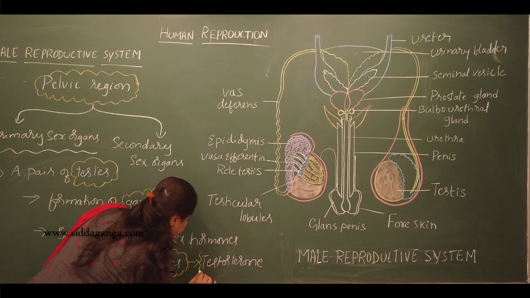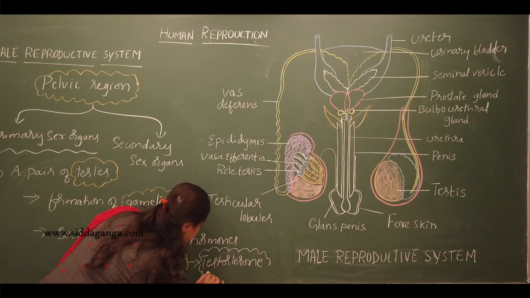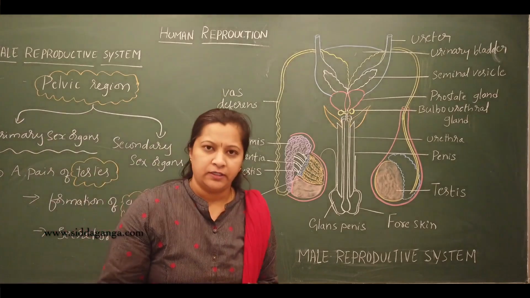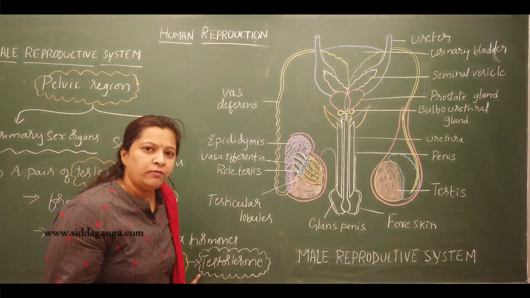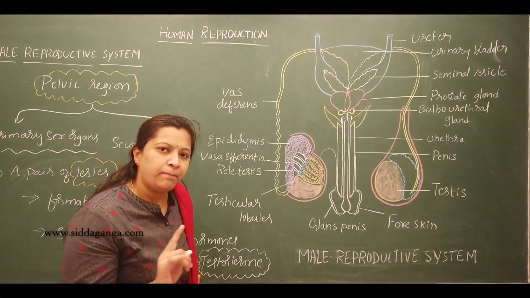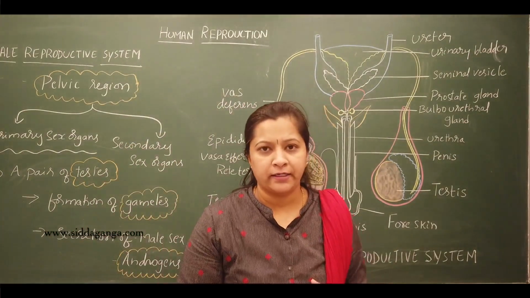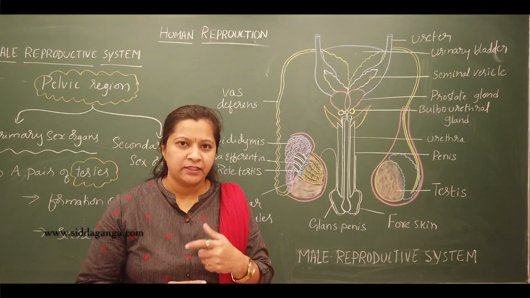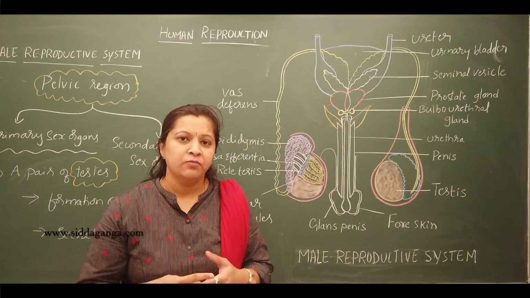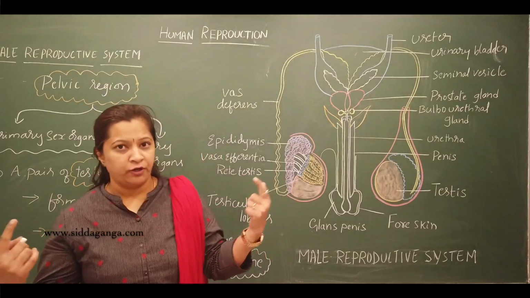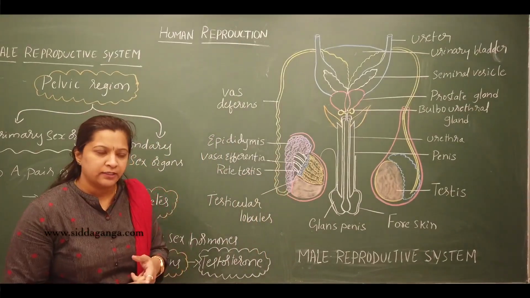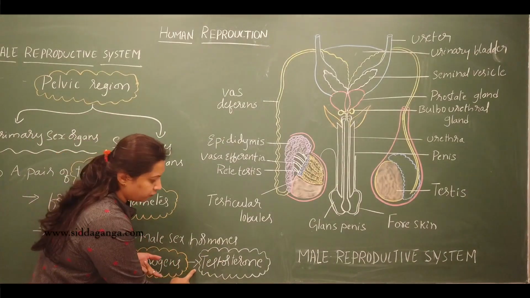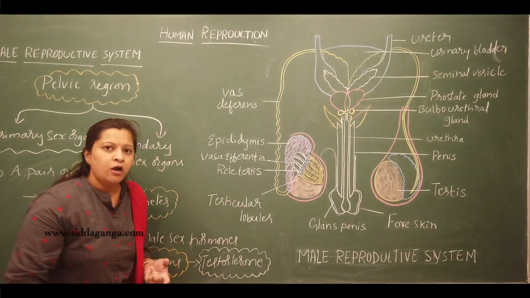This testosterone is secreted by some specialized cells which are present in the connective tissues of the testes. Testosterone is responsible for the development of the secondary sexual characteristics in males, like growth of facial hair, mustache, pubic hair, aggressiveness, a more muscular body, and broad shoulders. These are some of the secondary sexual characteristics that occur in males after puberty. This is because of the influence of which hormone? That is the testosterone hormone.